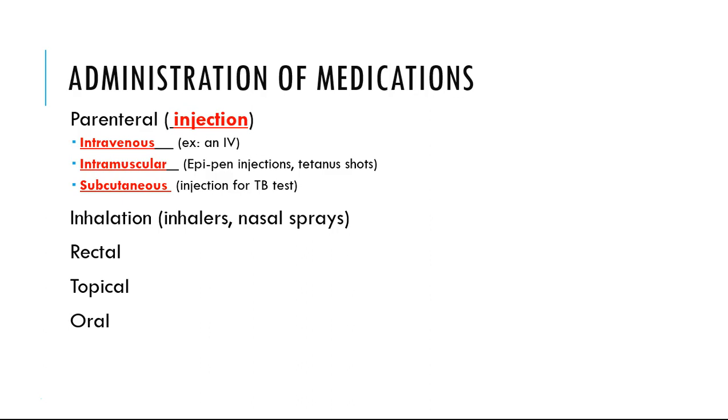Now, there's a lot of different ways that medications can be administered. You should just generally be familiar with them, but the ones we talk about most are injection and oral medications. And there's different kinds of injections. There's intravenous injections, like an IV, and intramuscular injections. An example of this would be EpiPen injections, which are given typically in the leg muscle. Tetanus shots are intramuscular, and then subcutaneous. So the injection for the TB test is subcutaneous, meaning under the skin.